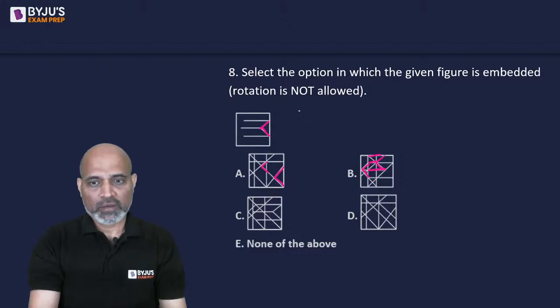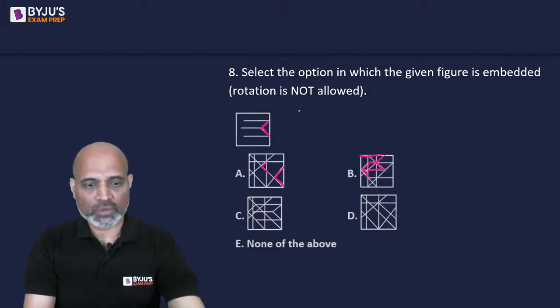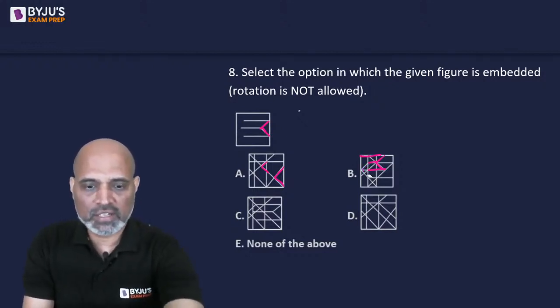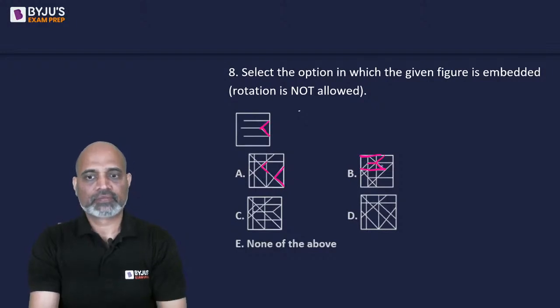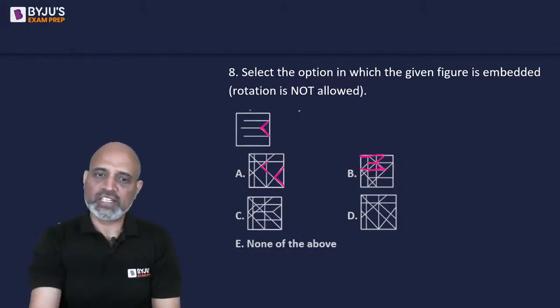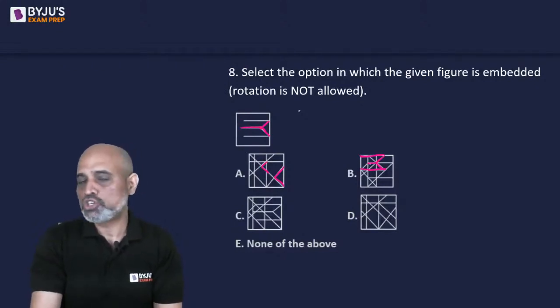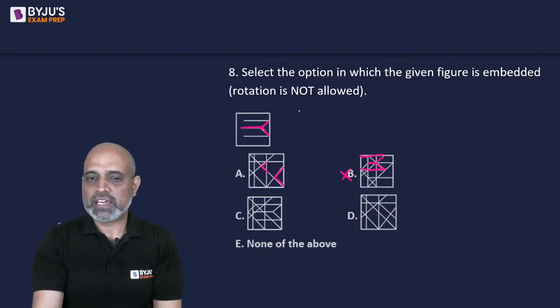right? We make this a little longer, right? But is it the same? No. If you look at the three horizontal lines, the middle line is the longer one as compared to the other two. Here it is shorter. So B is also not it.